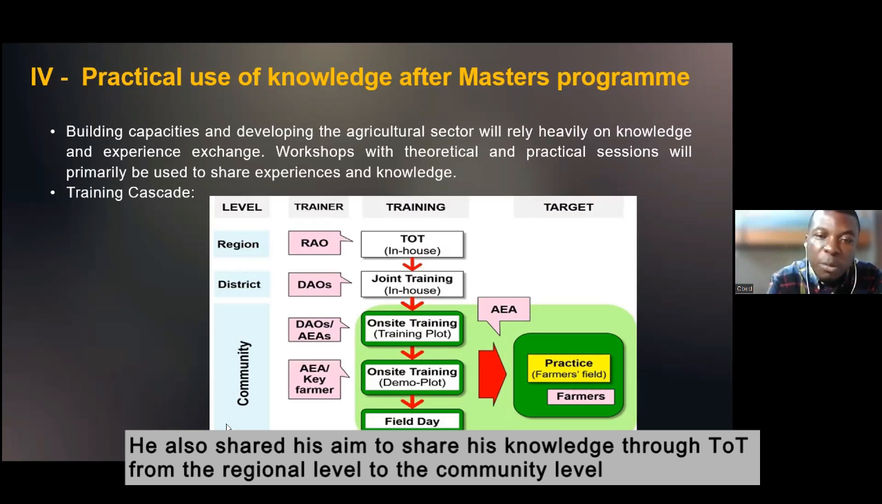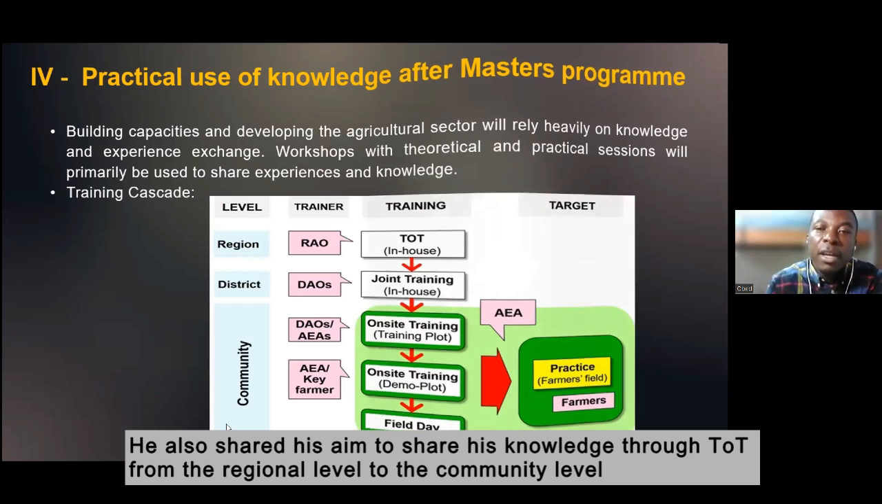We also have our demo plots to set up. We also organize field trips and the likes. And the major target group will be our dear farmers. Thank you very much.